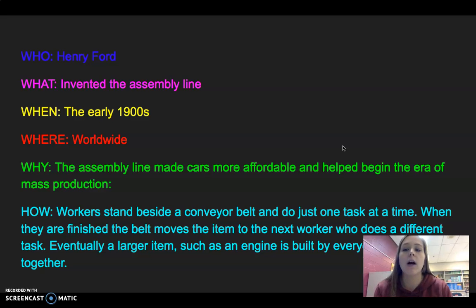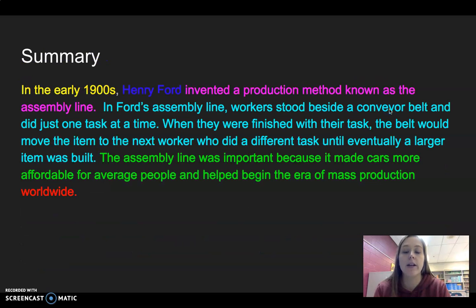Remember, when you summarize, there's no specific order that these have to go in. You don't have to put the who first and then the what. As long as you have all the information together, then you are good to go. So here's how I put it together. I started with when it happened, in the early 1900s. Then I tell who it was about, Henry Ford, and then I tell what he did, invented a production method known as the assembly line.